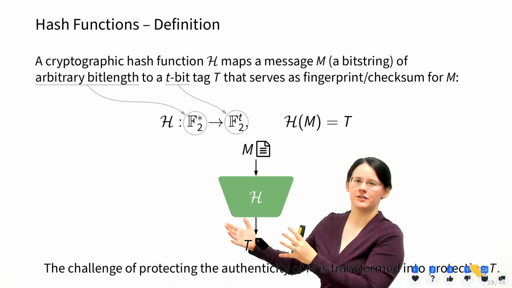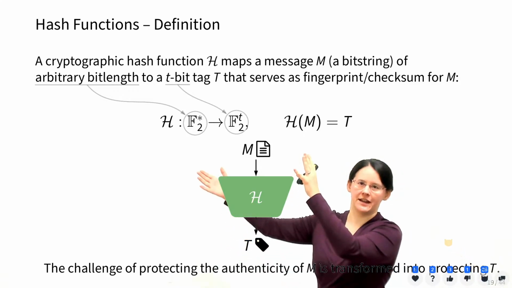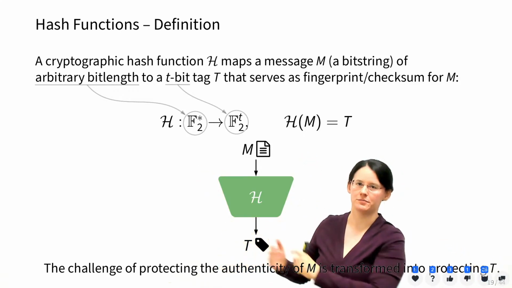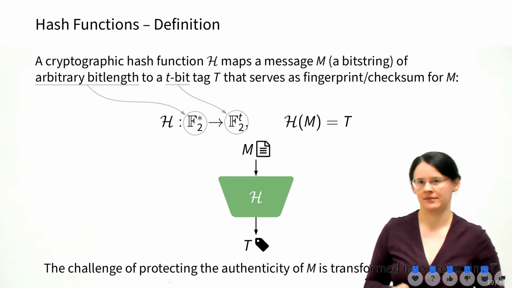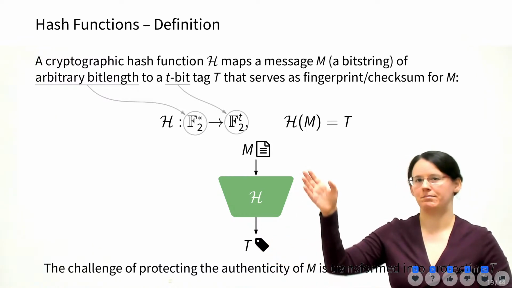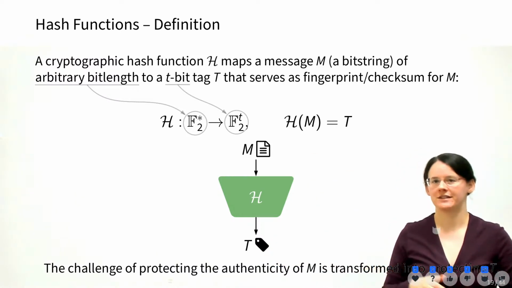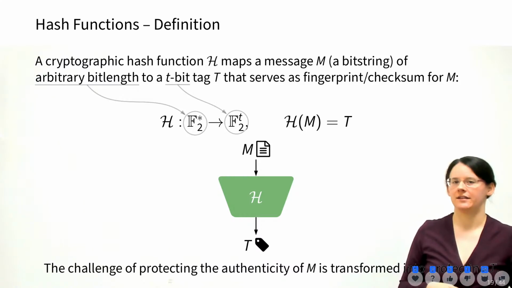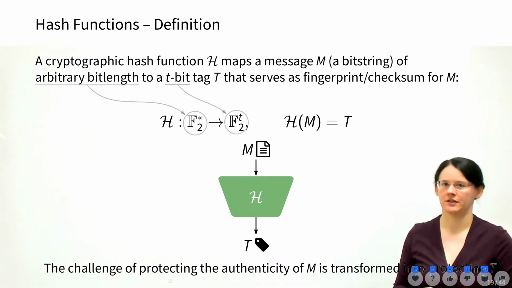So this must be a function that compresses things, because it can take very long inputs and always produces short outputs. But the great thing is that we can use this tag in place of the message m, for example, if we want to protect the authenticity of the message.